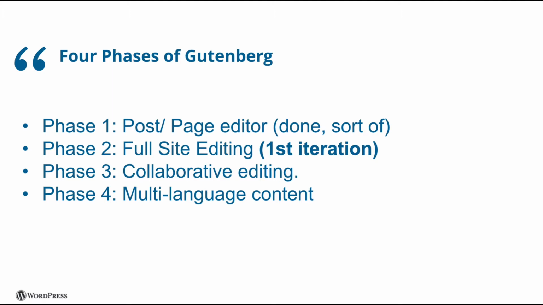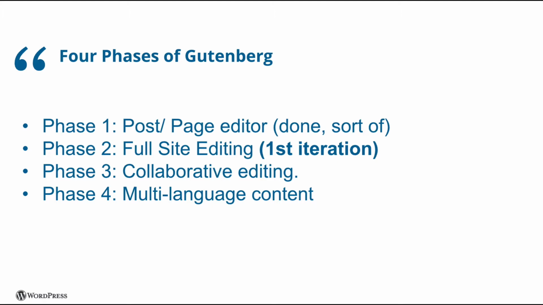Just so we know where we are, there are 4 phases of Gutenberg. Phase 1 was the post and page editor, which is done, sort of, and of course it's always going to be improved. Full site editing is phase 2, and it will come to 5.9 in its first iteration. If you're not familiar with the development path that WordPress takes, we do a first iteration to see that the functionality and the flow all work, and then iterate very fast after it.